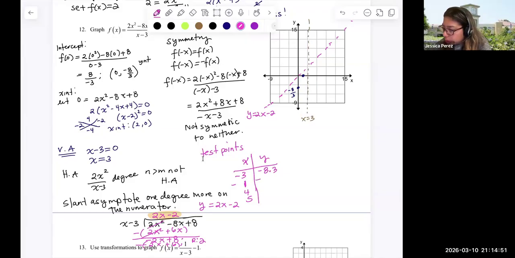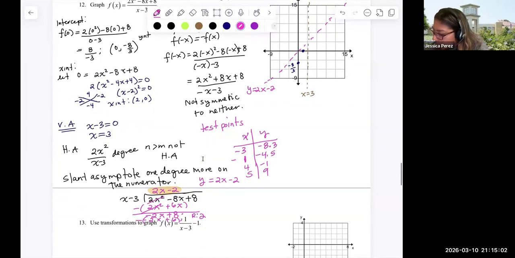You're more than welcome to check using your calculator during the test. So then I'm able to identify some of the values. Oh, there's a typo. When x is negative 3, it should be negative 8.3. At negative 1, it's negative 4.5. At 1, I'm missing a value. What happens at 1? At 1, you get negative 1, and then at 4, I get 8, and at 5, I get 9. So the graph will look something like this.